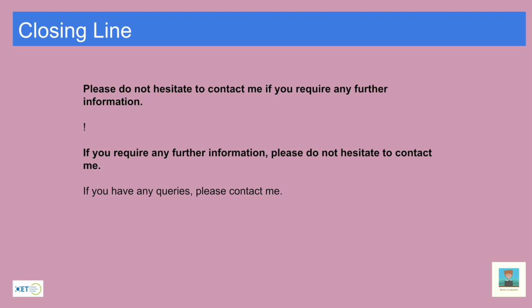Go away and do this yourself. Have a look at all the other samples that they've given you. Pull out interesting openings, interesting closings, and then look at organisation. I think that will really help build your skills and understanding of the OET writing task.